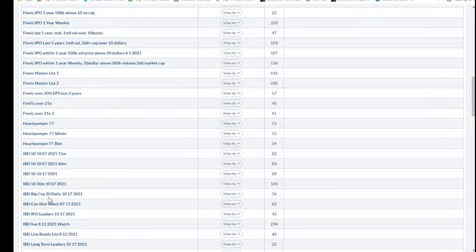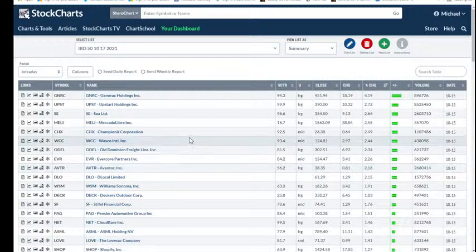So I have all these IBD lists that I've done. I've gone ahead and updated mine for today. And this is the IBD 50 plus a few. So basically what I do is each week I will check to see what has been added to the IBD 50, what has been removed from the IBD 50, and I will keep this list up to date.